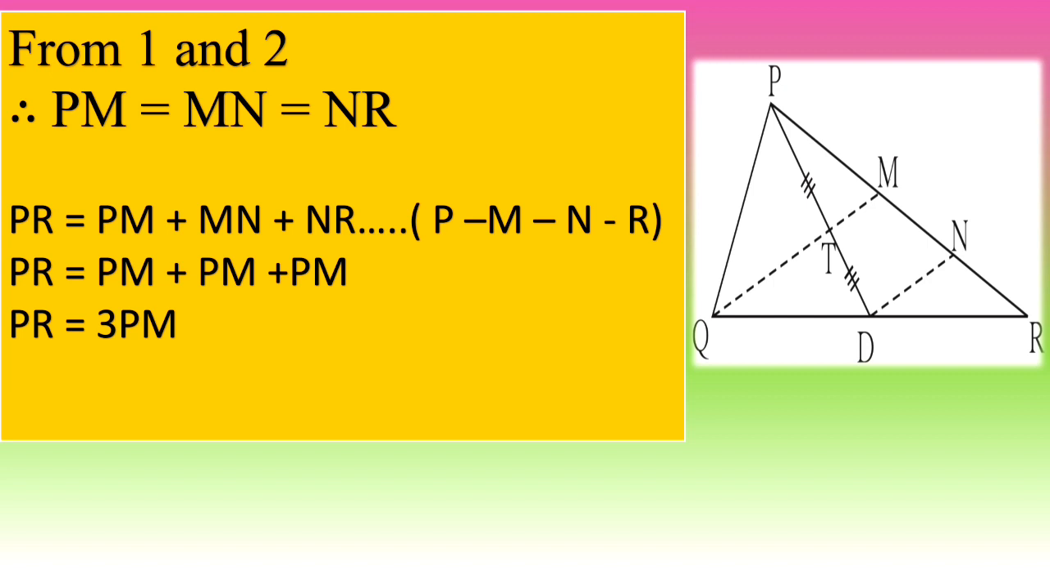So now, PR will go to the right side and become the denominator. 3 will go to the left side and become the denominator. So here we get PM upon PR equals 1 upon 3. Understood?